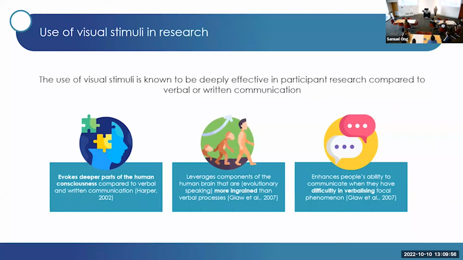So if we look at what currently exists in terms of visual stimuli in research, we know that visual stimuli does evoke deeper parts of the human consciousness compared to that of a written component. And so it's actually really useful as it leverages components of the human brain that are more evolutionarily ingrained. And using visual stimuli does enhance people's ability when they really have difficulty verbalizing what they're experiencing and what their thoughts are.